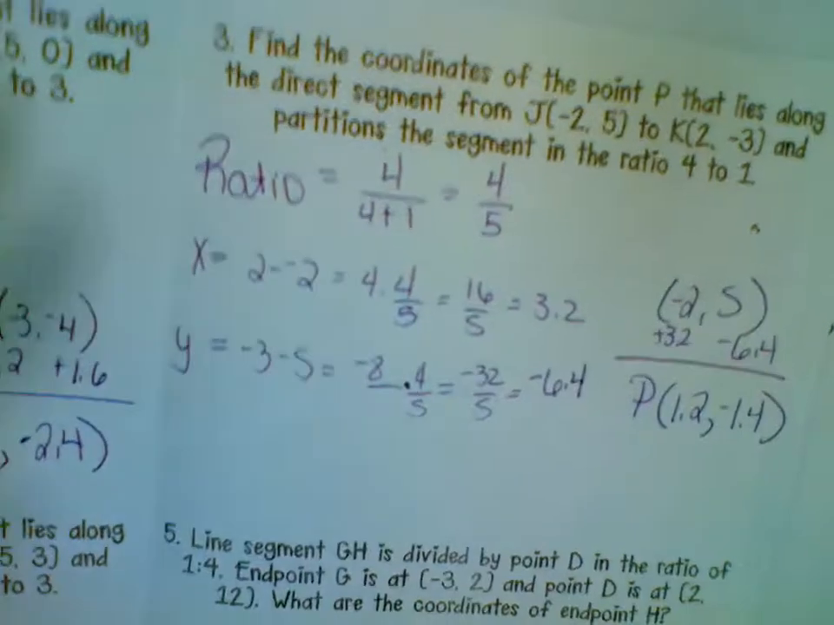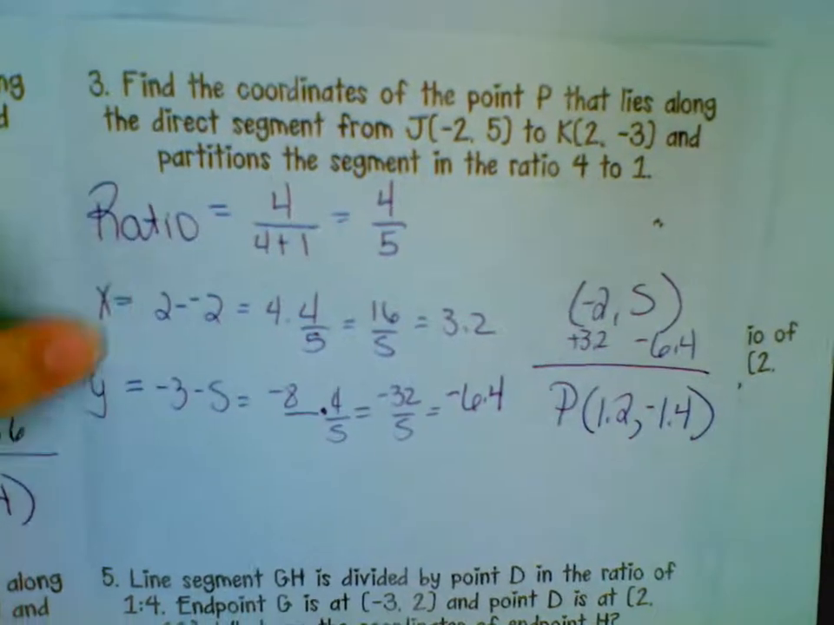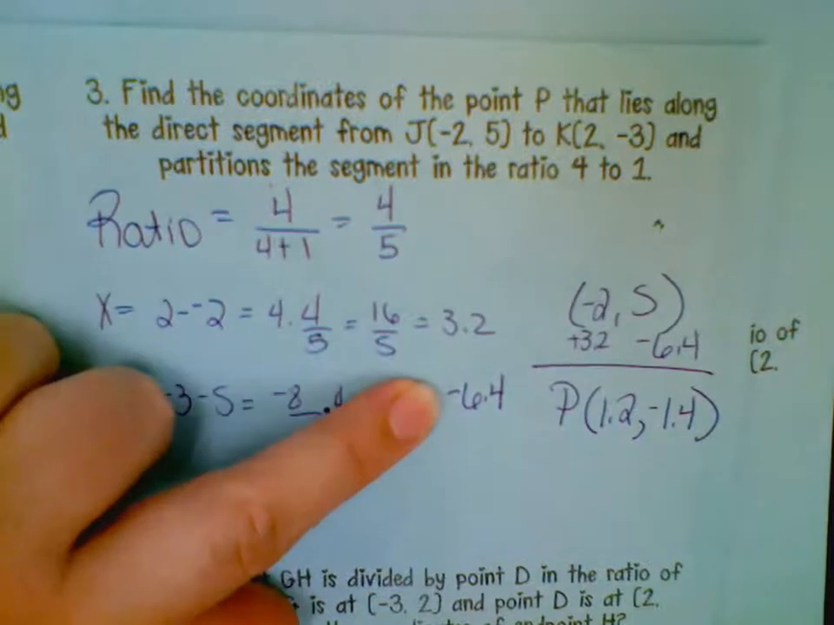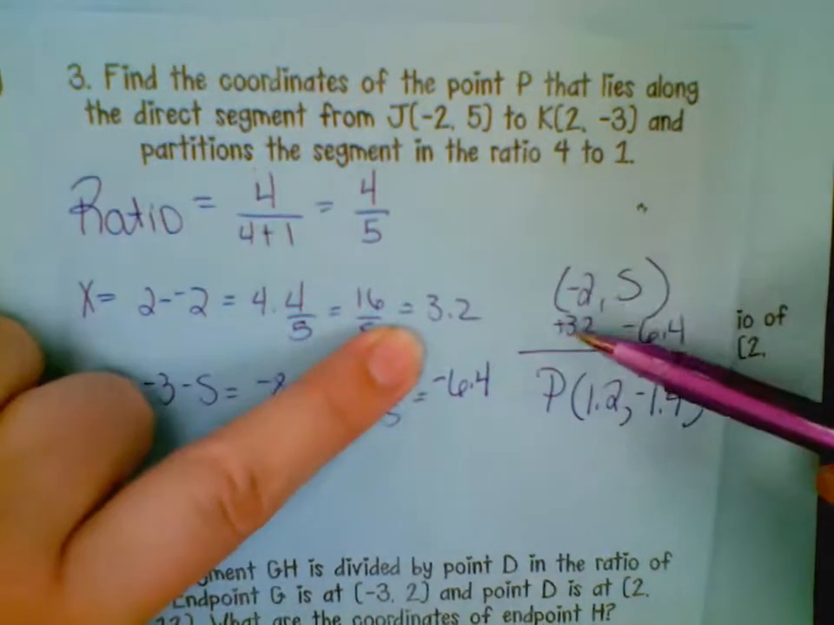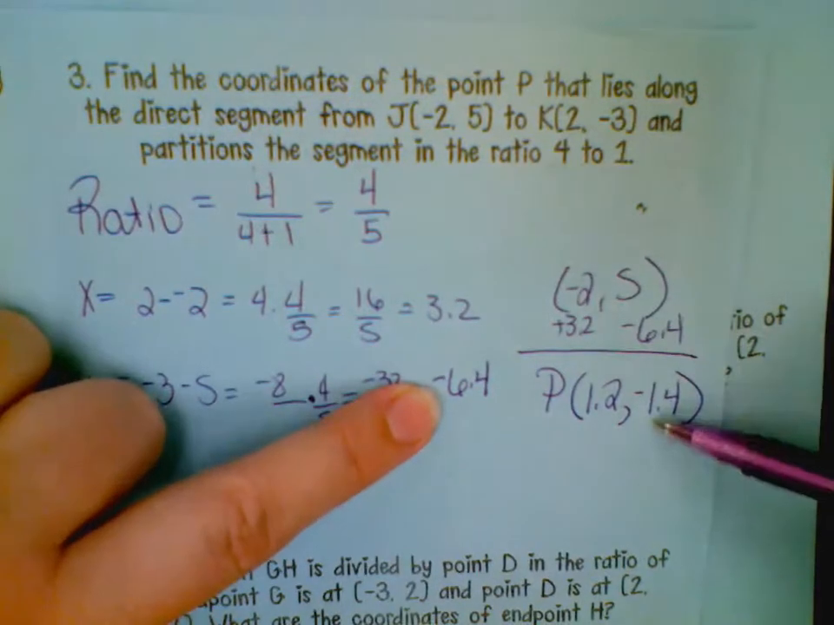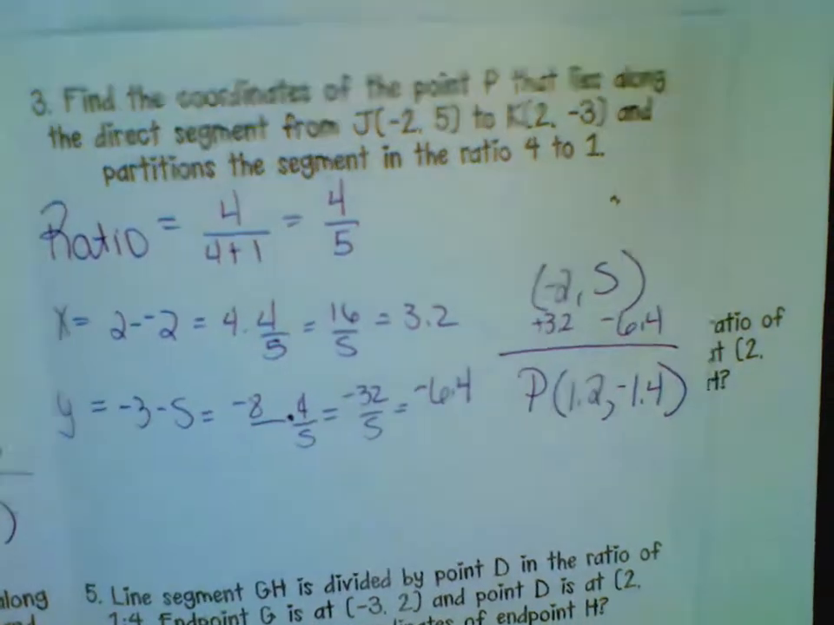Okay, so for example 3, our ratio was 4/5. I subtracted x's, y's, multiplied them by our fractions. These were our changes. So my x was positive, so I added it to my x coordinate. My y was negative, so then you'll subtract. So that would be our partition point for example 3.